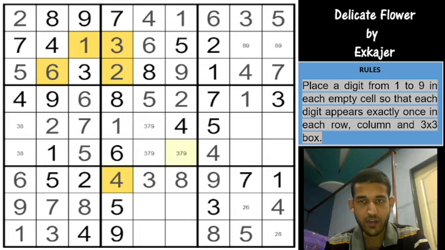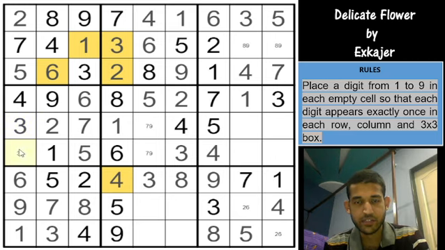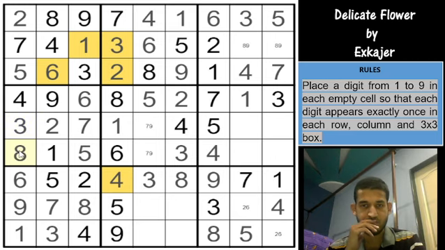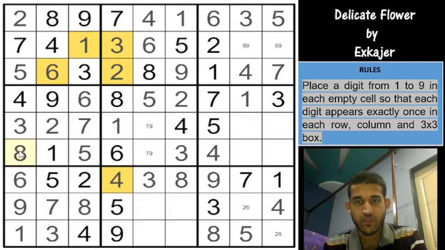And that allows me to place a 3 here, which means this becomes a 7, 9 pair. And 3, 8 can be resolved now. So that is a 3 and that is an 8. Okay, 2, 3, 4, 8 and 1, 5, 9. So these must be 6 and 7. You can't have 7 in row 8. So that must be a 6. That must be a 7.